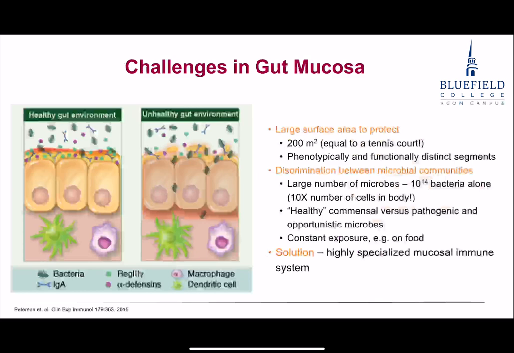So what is it about the GI tract? Number one, it's very large, 200 square meters, the size of a tennis court. If you completely stretched out your gut mucosa, and that's basically just stomach and intestinal tract, it would cover a tennis court, right? But each of those segments are phenotypically and functionally different, not just from the GI absorptive digestive end, but also from the immunological end.